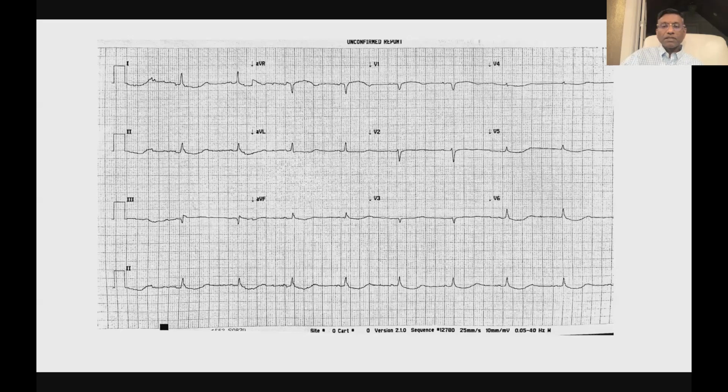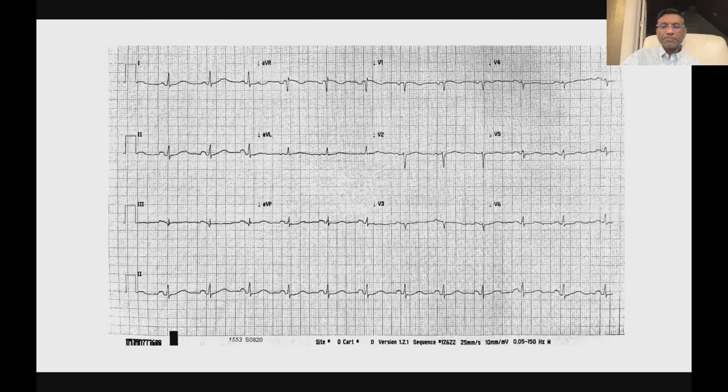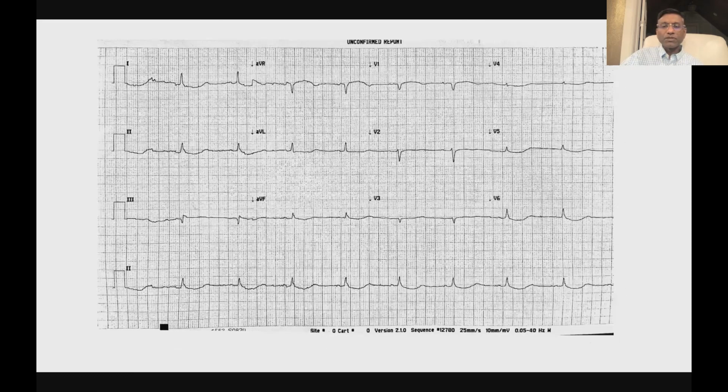I'll tell you what. Just two weeks before, this was the same patient's ECG. Look at that, and then look at that now. Some change in just over two to three weeks. So, an odd-looking ST segment, really saggy. I would call it kind of a sagging ST segment.